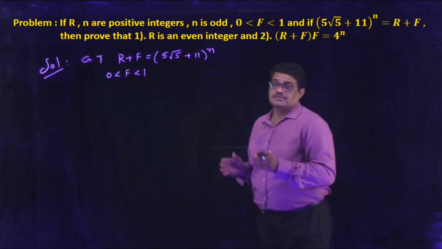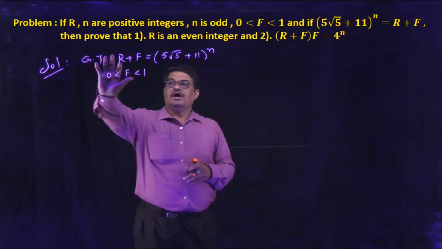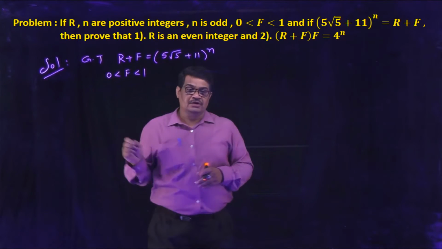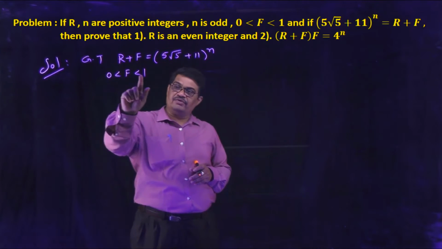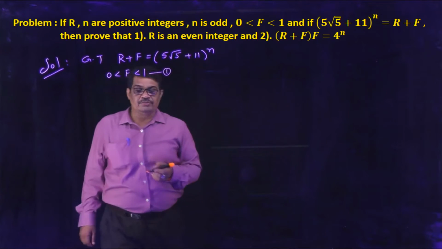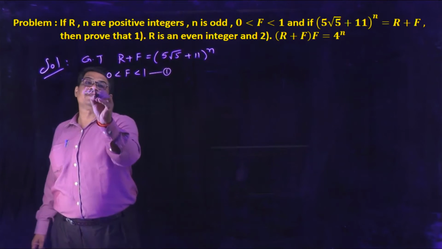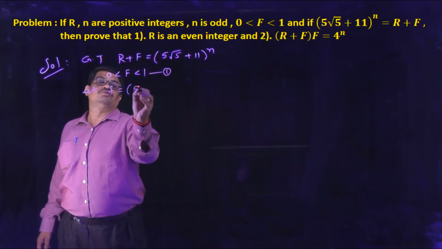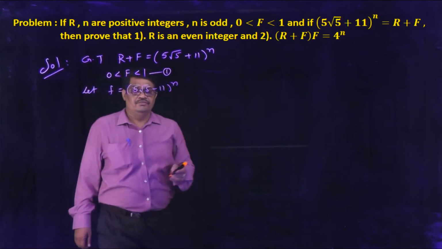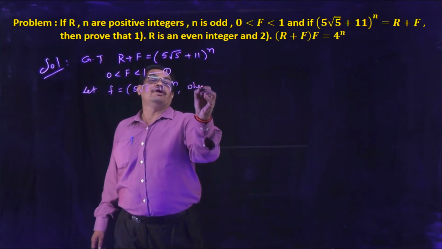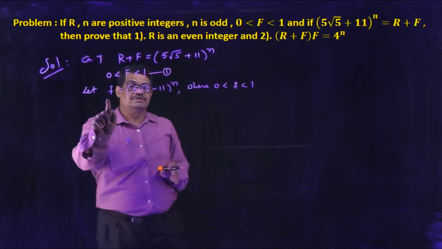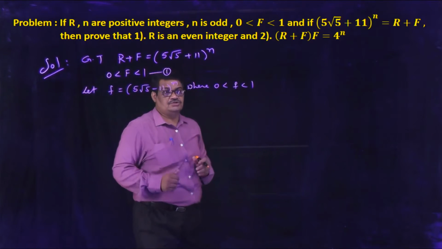See that here, given that R plus F is equal to 5 root 5 plus 11 whole power n and 0 less than capital F less than 1. This is equation 1. Now we are assuming that small f is equal to 5 root 5 minus 11 whole to the power of n, where this value 0 less than f less than 1. Here f lies between 0 and 1.